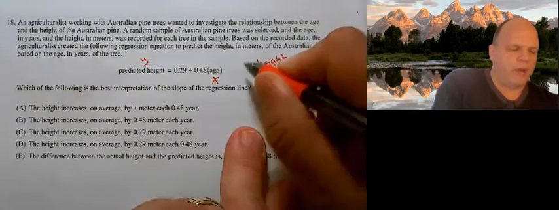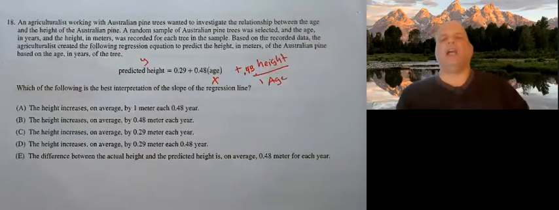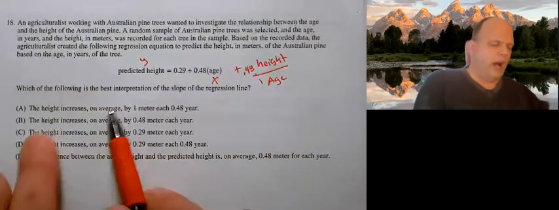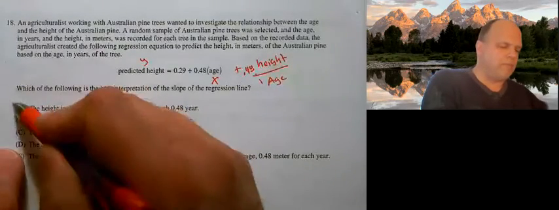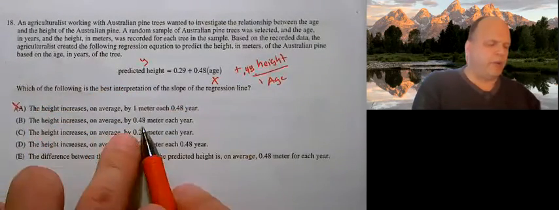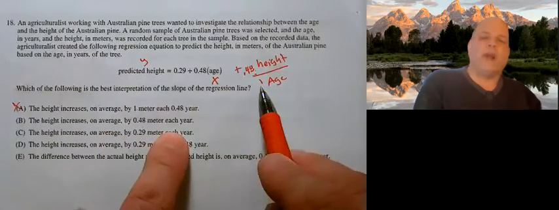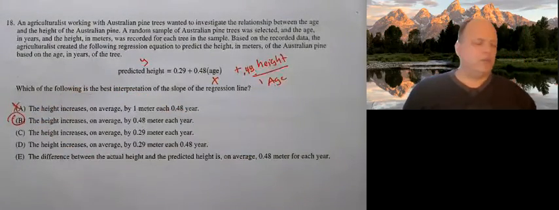And we're going to have a positive 0.48 height for every 1 year change in age. So the height increases on average by 1 meter? Nope. The height increases on average by 0.48 for each year, for every 1 year change in age. And so our best answer to number 18 is B.